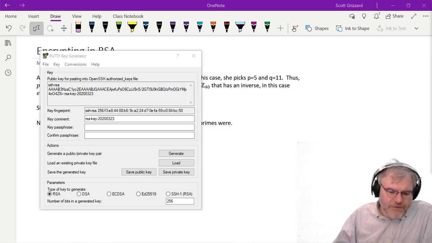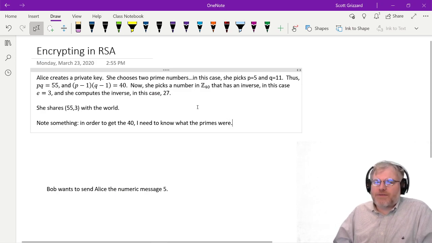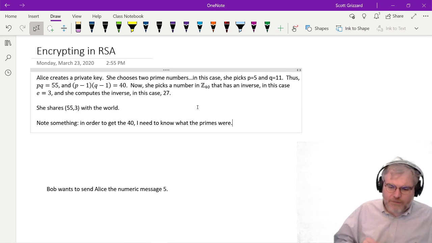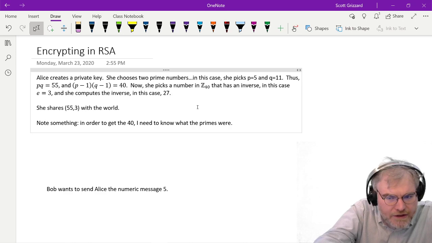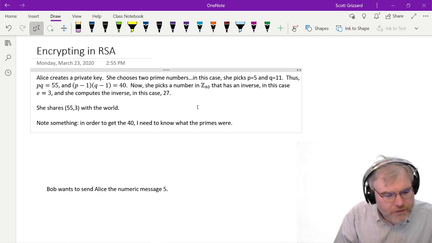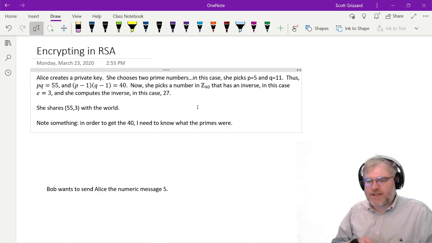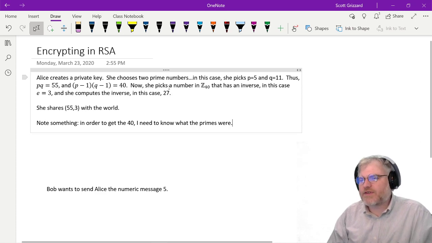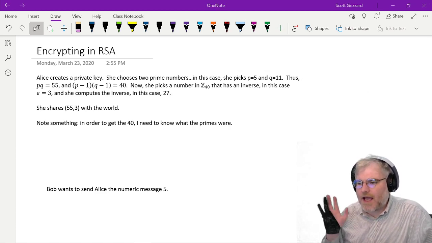So Alice computes hers. She picks two prime numbers. In this case, she picks 5 and 11. These are the numbers that are actually in your textbook on page... what page is this? 536. So if you go to page 536 in your textbook, you can actually see the numbers that I'm about to use on this. And everyone leaves chats because they're like, no.